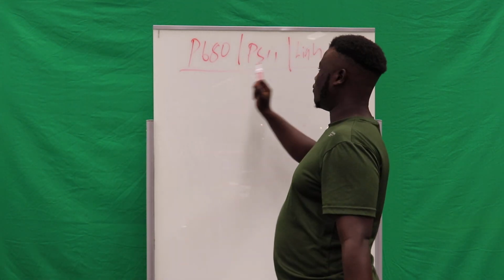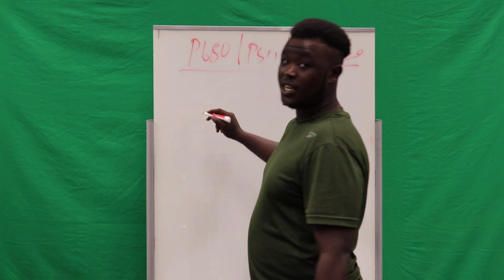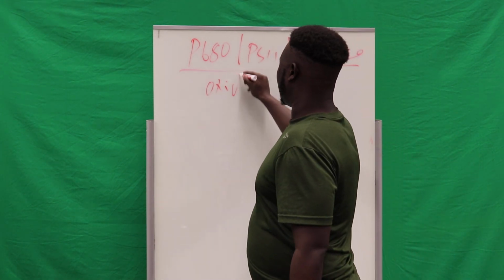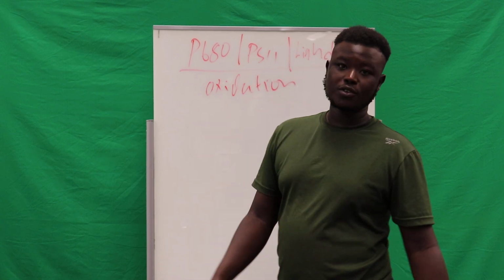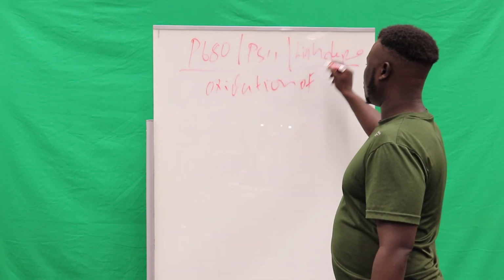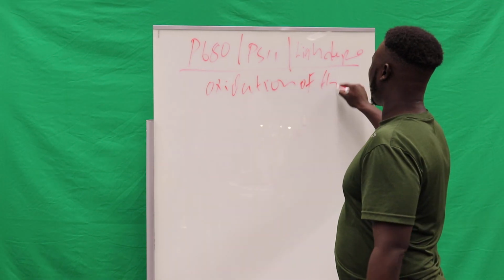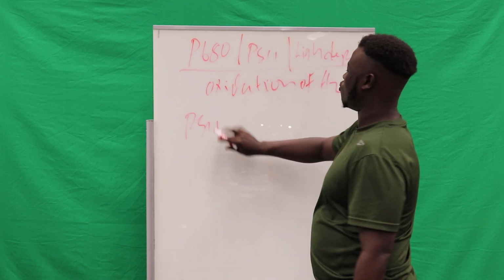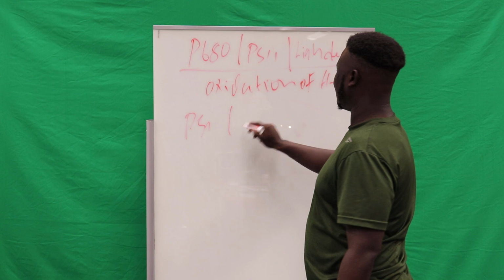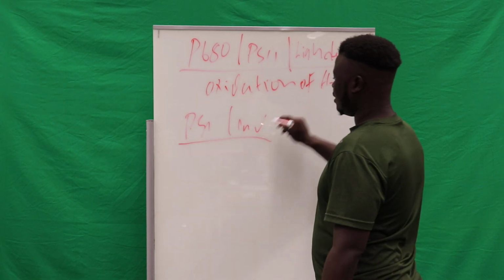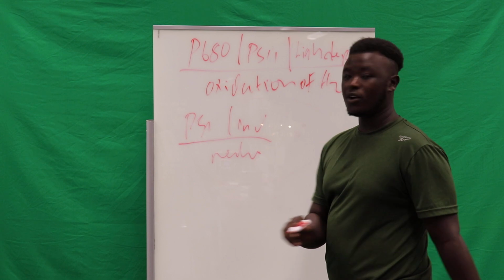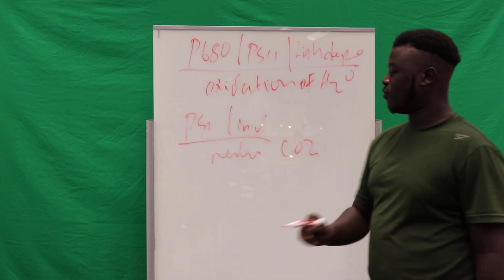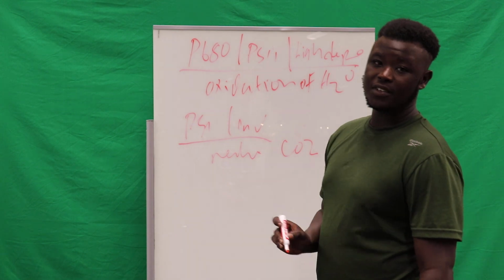What happens mostly in photosystem 2 is called oxidation of water. Basically, water is going to lose electrons. If something loses electrons, it's oxidized. If something gains electrons, it's reduced. So in photosystem 2, there's going to be mainly oxidation of water. And in photosystem 1, which is also the light independent stage, there is going to be reduction of carbon dioxide. Photosystem 1 is also called the Calvin cycle.